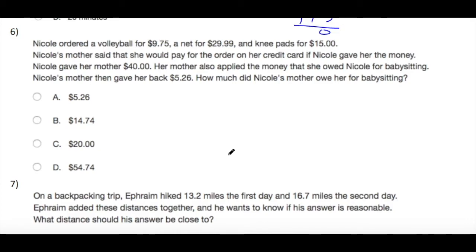Nicole gave her mother $40. Her mother also applied the money that she owed Nicole for babysitting. Nicole's mother then gave her back $5.26. How much did Nicole's mother owe her for babysitting?